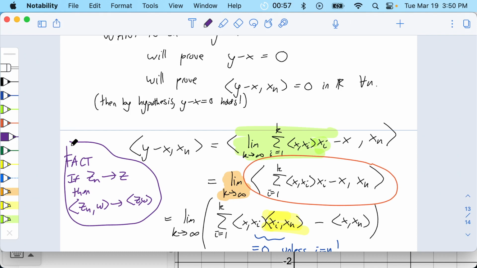If zn is really close to z, then the inner product of zn and w is really close to the inner product of z and w by Cauchy-Schwarz. So that's what we're using here. You're replacing a limit of vectors with a limit of numbers. Fantastic question. Yeah. So is the limit in green here with respect to the norm that's induced by the inner product? Correct, yes, exactly. That's right.